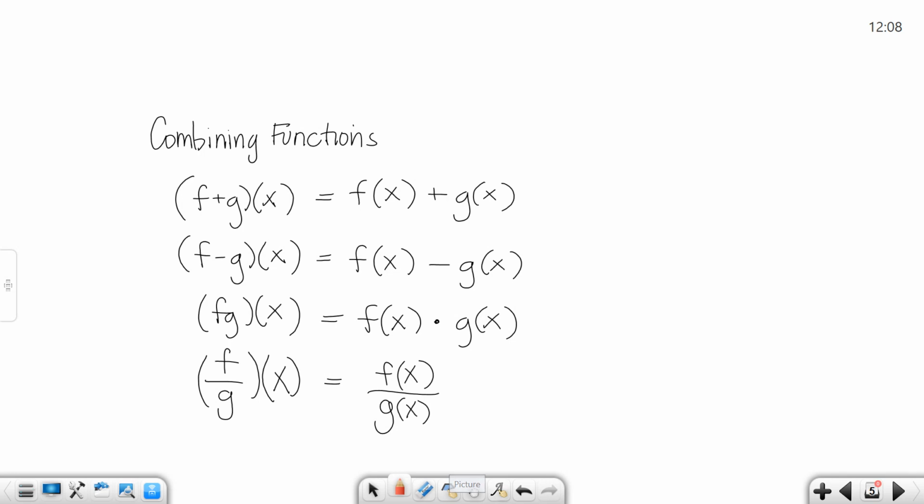The second part of this section deals with combining functions, and this might be the easiest thing that we will do all semester. Just don't overthink it. So if you have an f plus g, that means add the two functions. If you have an f minus g, that means subtract the two functions, and so forth. That's how they look. So here are your rules.